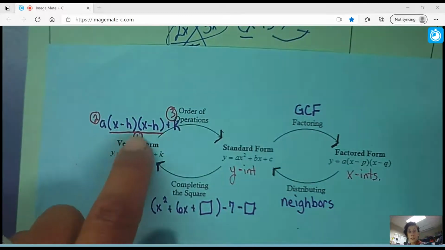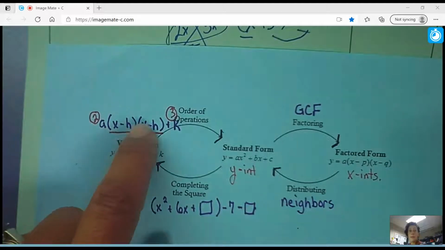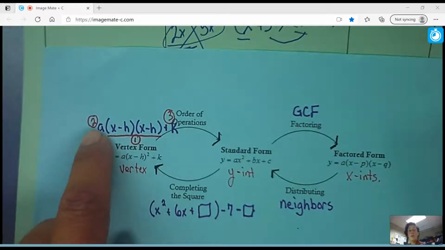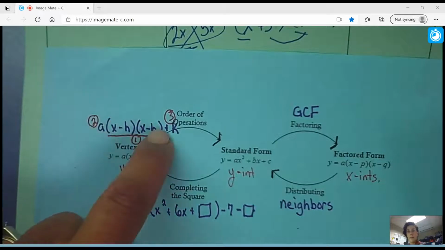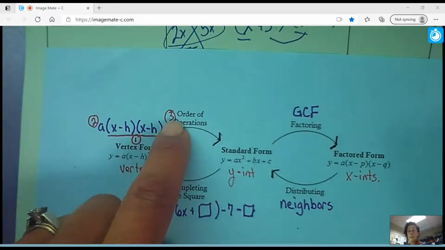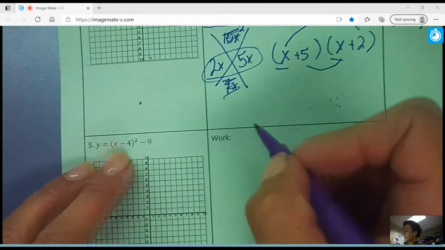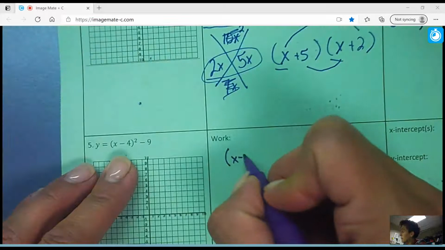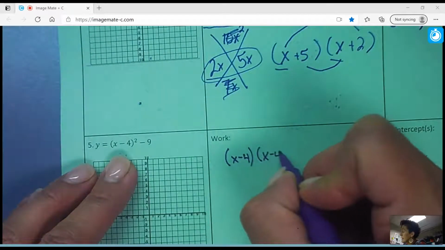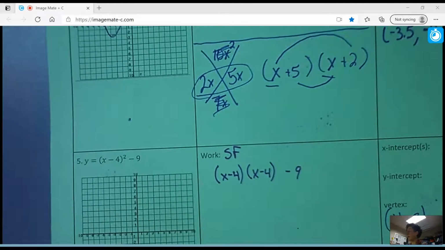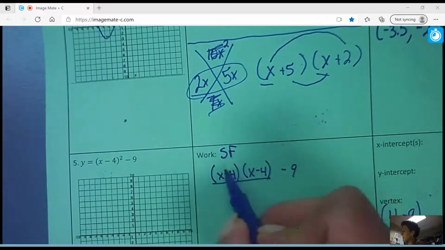So the first thing you do is what's underlined, and that's why there's a 1 there. We're going to distribute the parentheses to each other, or if you're in my class, that's called the neighbors meet the neighbors. After that, if there's a number in front, then we'll deal with that. A will multiply in, and then from there, the last thing we'll do is that number that's added or subtracted at the end. So what I'm going to do first is just write this out. And this is all work to get to standard form. So what I'm going to start with is the distributing, or the neighbors meet the neighbors.